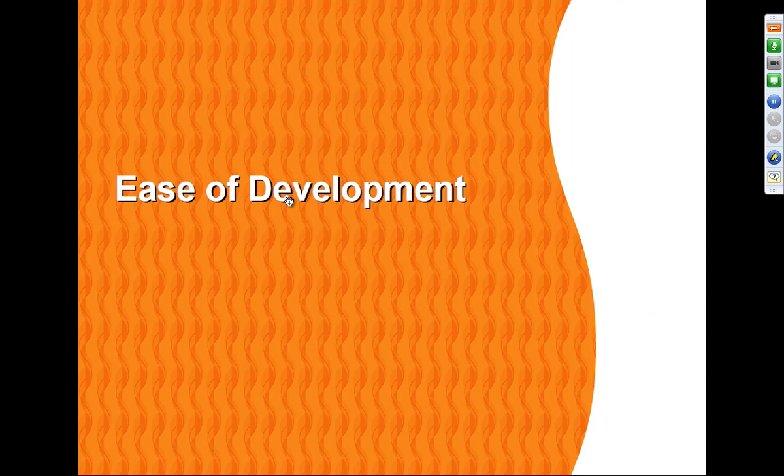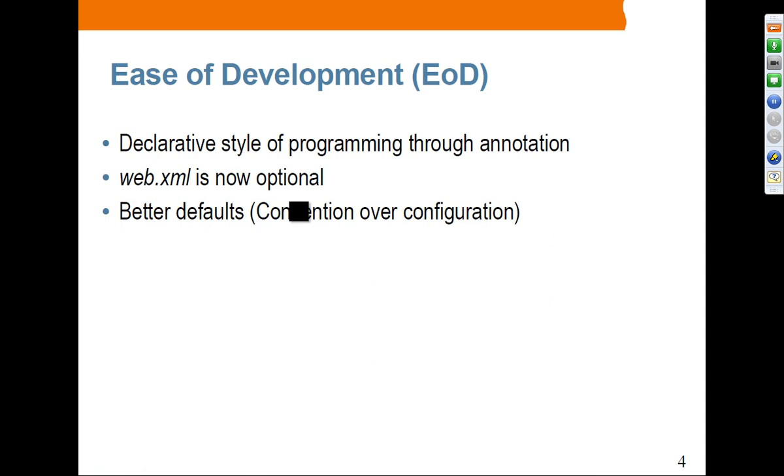So let's talk about ease of development features. Some of the ease of development features introduced in Servlet 3.0 include these 3. Declarative style of programming through annotations. And web.xml file is now optional, so you don't have to have a web.xml file. You still could have a web.xml file. In fact, anything that you have in the web.xml file will override the annotations. And better defaults through the use of convention over configuration principle.